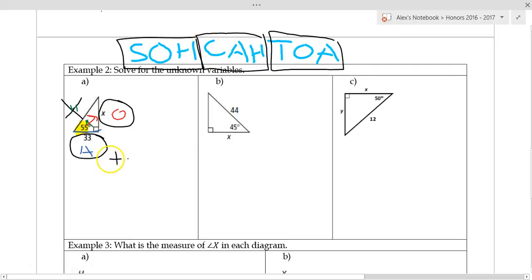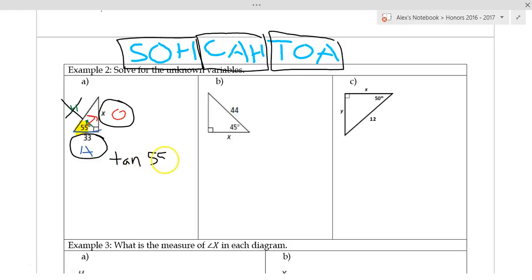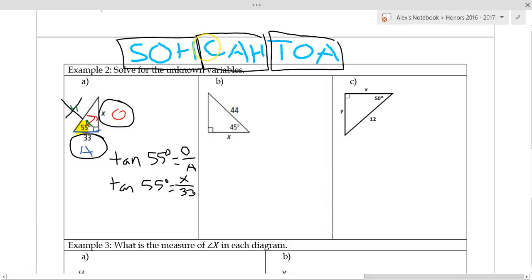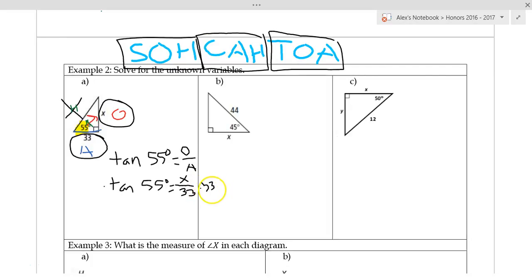So the tangent of my angle, remember I have to write the angle, so this is going to be 55 degrees, equals O over A. So the tangent of 55 degrees equals x over 33. Right? Because O is x, A is 33. And now I'm just solving for x. Right now, x is being divided by 33, so I'm going to multiply by 33.